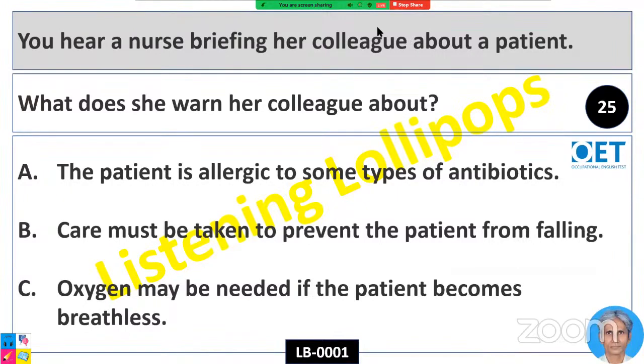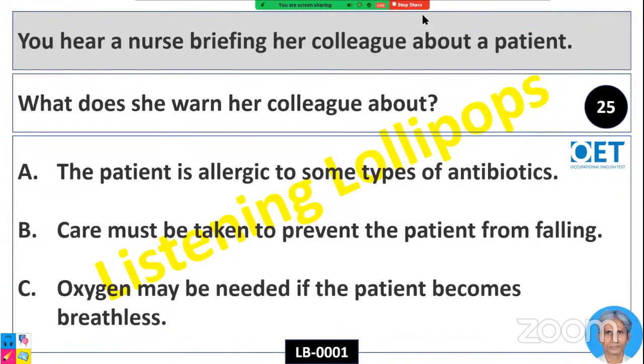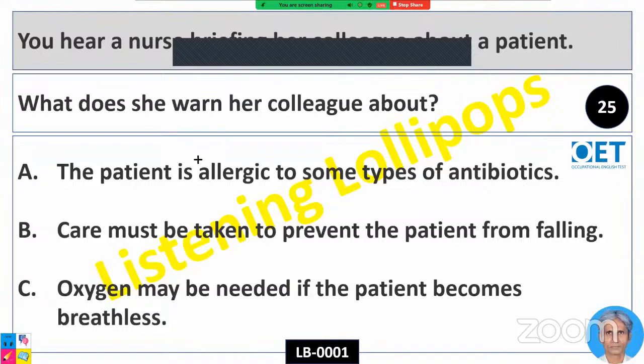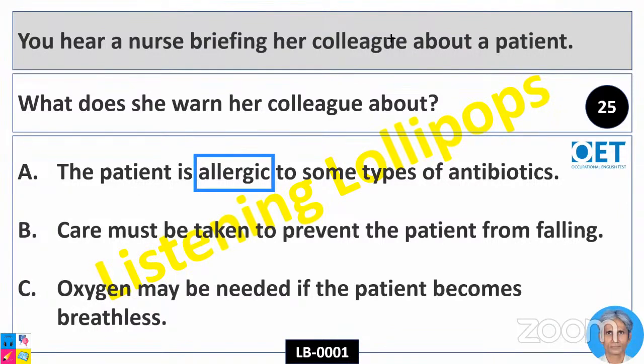Okay, so she's warning her colleague about something. So the patient is allergic. Allergy of the patient. Antibiotics is not a problem. Some types of antibiotics are also not a problem. But he has some allergies. So this is the main problem. Allergy. The patient is allergic. That means he has allergies. Now, there's a problem. That is why she is warning, maybe.